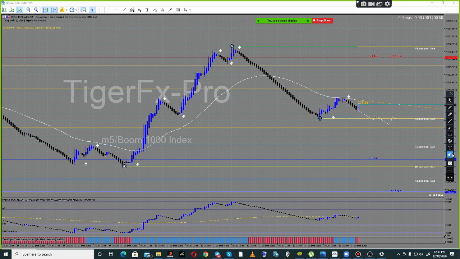So what are we going to look for? We're going to look for this signal here for a sell. Okay, we're going to look for this signal for a sell. It's when we enter our sell, put our stop loss there. Okay, guys, simple.